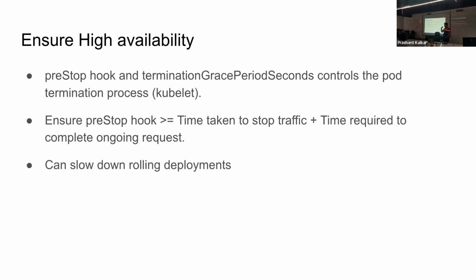And the pre-stop hook is what you put in as part of the lifecycle. Okay, so these two controls basically allow you to control whether you are up for serving the traffic whenever it is coming in, and how much time you will be there to ensure that the whole process goes through smoothly. Okay, so for the pre-stop hook, you have to make sure about the time taken to stop the traffic, which is the rest of the things reacting, and the time required to complete the ongoing requests.